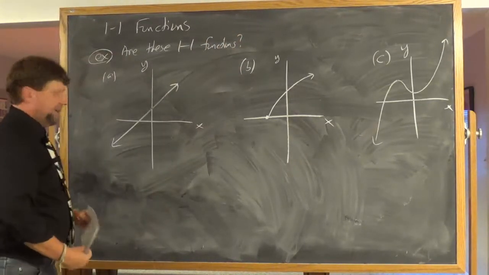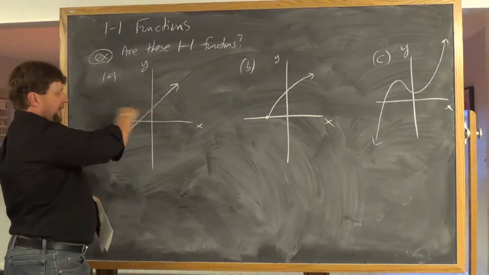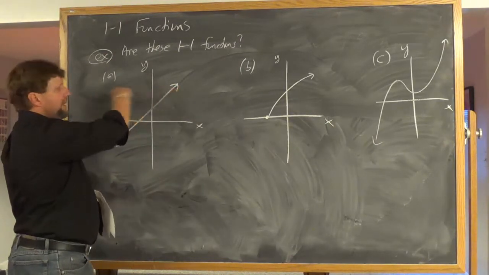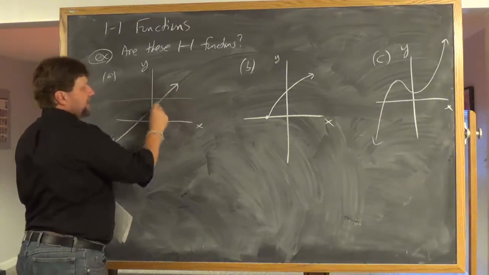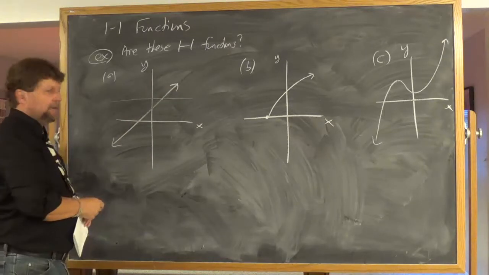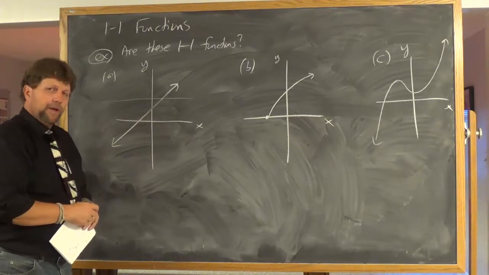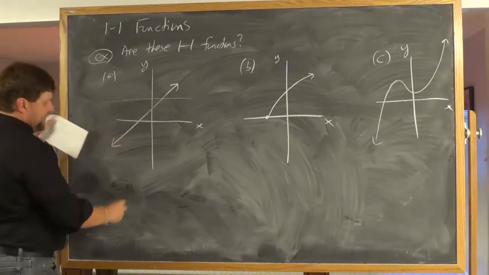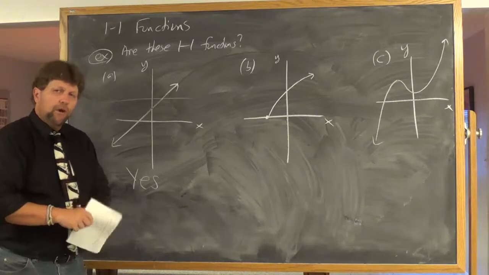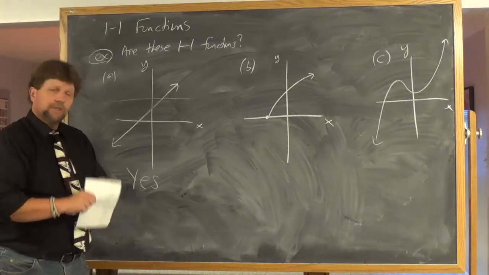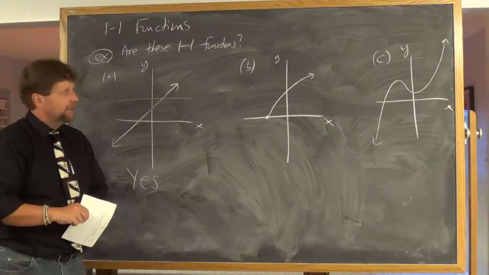So let's look at the graph in A. It looks like no matter where I draw a horizontal line, any horizontal line is only going to intersect the graph at one point. No matter where I draw a horizontal line, it intersects the graph in one point only. So that means this most definitely represents a one-to-one function. A one-to-one function is a special function.